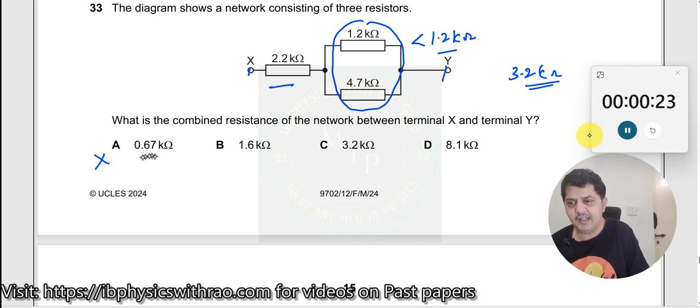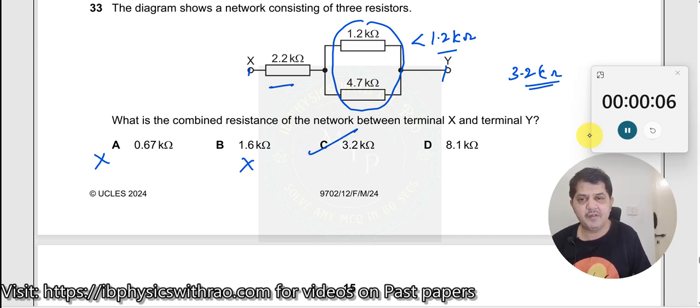This definitely is incorrect. 0.67 kilo ohm cannot be the answer because it should be greater than 2.2 at least. Even if this makes 0, it should be at least greater than that. So this is incorrect. Then 1.6, can it be 1.6? No. So 2.2 is the minimum here. Then 3.2, 3.2 is already here.